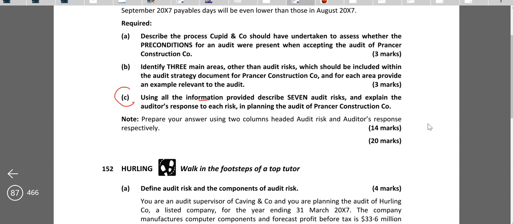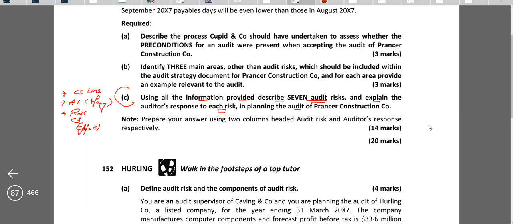Using all the information provided, describe 7 audit risks. We have already discussed that when it says describe audit risk, that means first of all you're going to write the case study line, then you will be writing the accounting treatment if any, and then risk and effect. And explain the auditor's response to each risk. We have discussed the response thing, but for right now we'll be just writing the risk only.